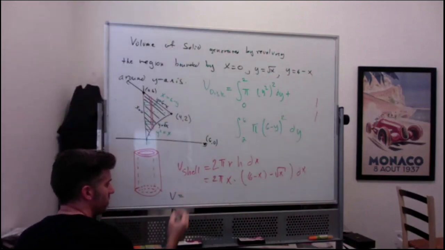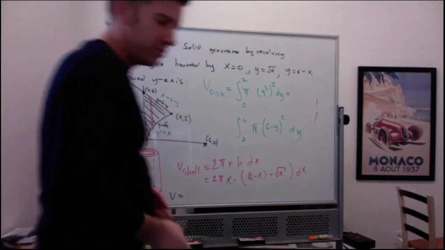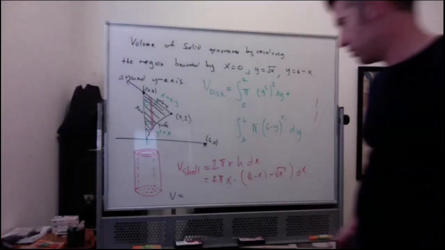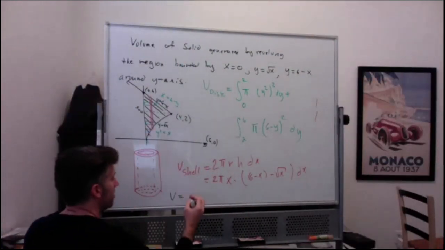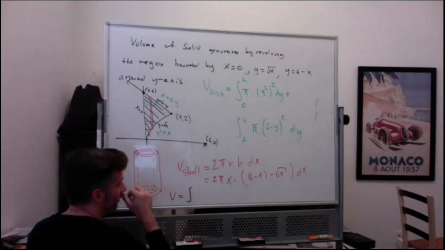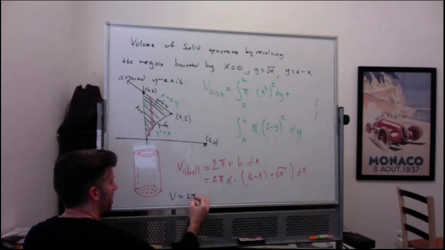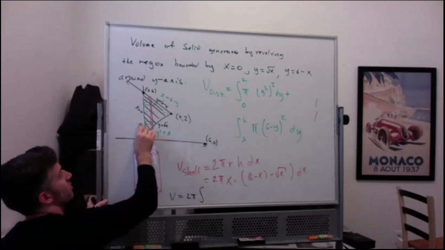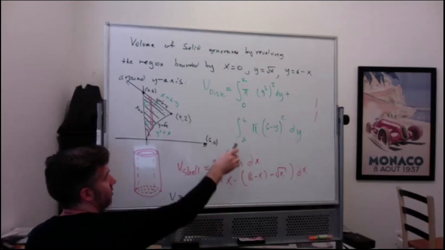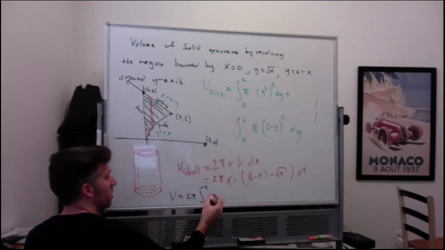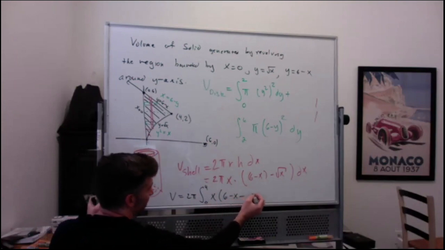And then the total volume would be the integral. The volume here is going to be, with the 2 pi out in front, 2 pi times the integral from 0 to 4, because now they're x values, not 0 to 2 to the 6 for y values, of x times 6 minus x minus, I would write that as x to the 1/2.